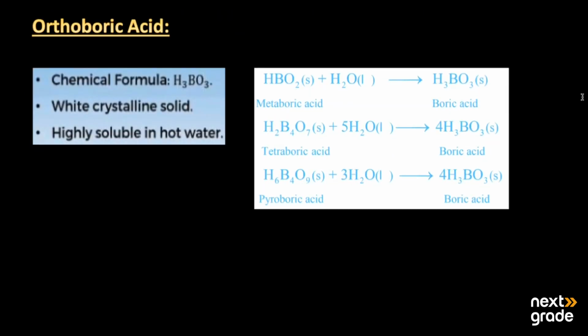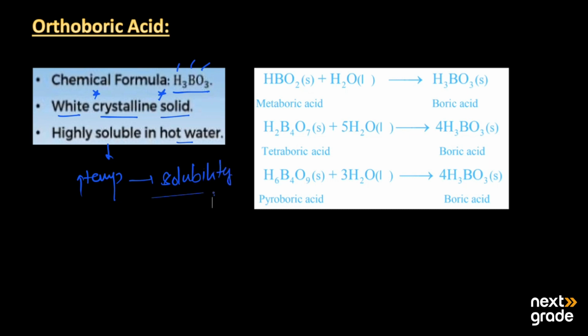Here we have orthoboric acid. The formula for orthoboric acid is H3BO3, in which boron is present in the center, surrounded by three hydrogen and three oxygen atoms. It is a white crystalline solid. Its color is white and its physical state is crystalline solid. Its next property is that it is highly soluble in hot water. It means when we add it into cold water its solubility will be less, but when we increase the temperature its solubility in water also increases.